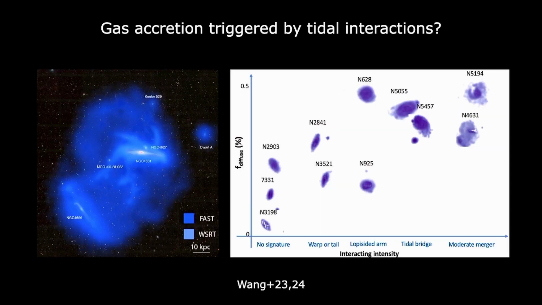Now, tidal interactions can also do other important things. Here, for example, you see very deep observations done with the FAST telescope showing large envelopes and thick disks of H1 around tidally interacting galaxies. And on the left-hand side, you see one example of such observations. On the right-hand side, you see that the fraction of this very diffuse H1 seems to increase with the strength of the tidal interaction. And Jing Wang and collaborators are suggesting that the tidal interactions themselves are triggering cooling of gas from the CGM onto the interacting galaxies. And I think she'll talk more about this result.